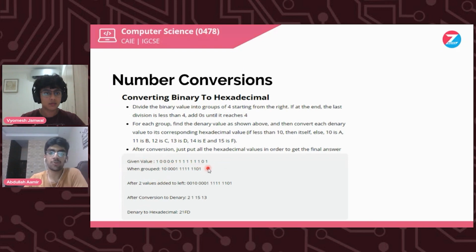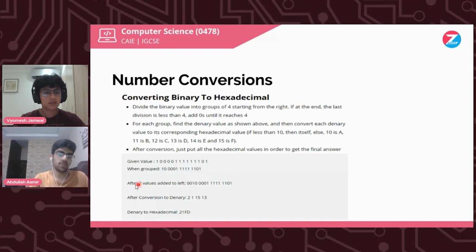Now we make groups of 4, starting from the right. So 1101, then we have four ones, then we have 0001. Now we have 10, which is the two leftover values, so we'll add 00 on the left to make it easier to understand.